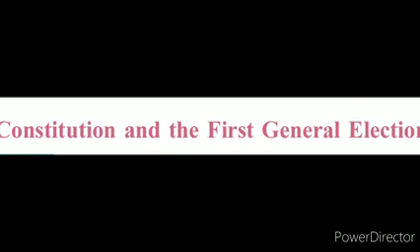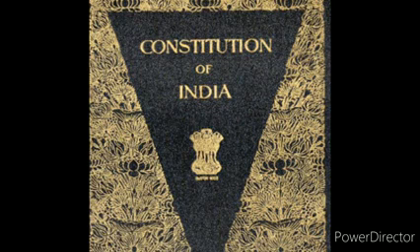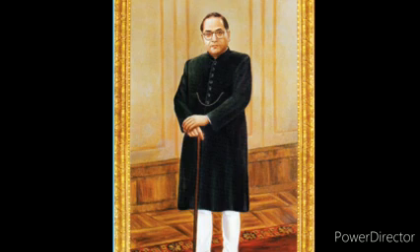The third problem faced by India and solved by independent India was the constitution and the first general election. As per the recommendations of the Cabinet Mission, a Constituent Assembly was formed in 1946 under the chairmanship of Dr. Rajendra Prasad, and a constitution drafting committee was constituted under the leadership of B.R. Ambedkar. Thus, the constitution came into effect on 26th January 1950 and India was declared a republic. The first general election in line with the constitution was held in 1951-52. This free and fair election was a success of Indian democracy.